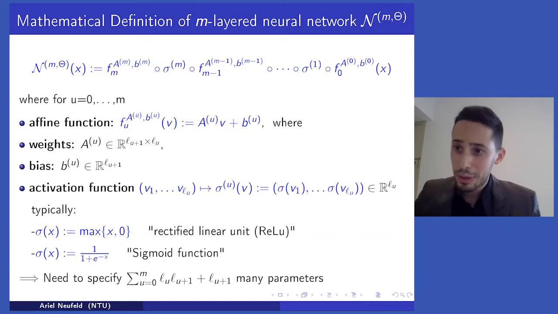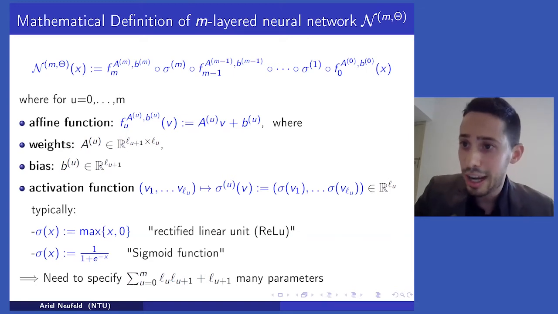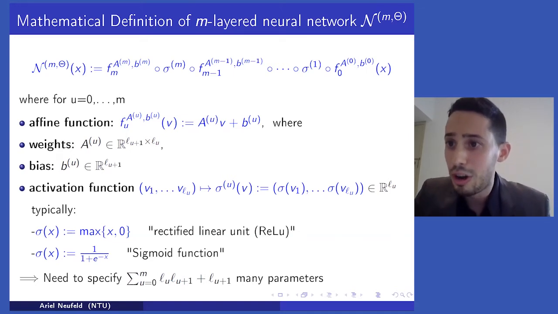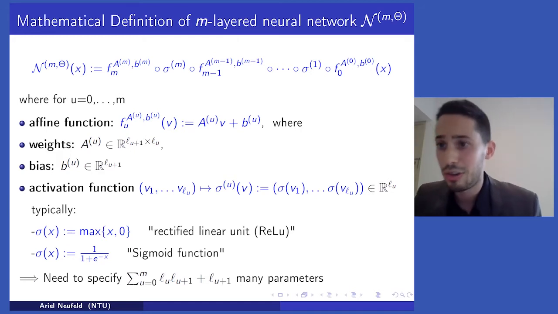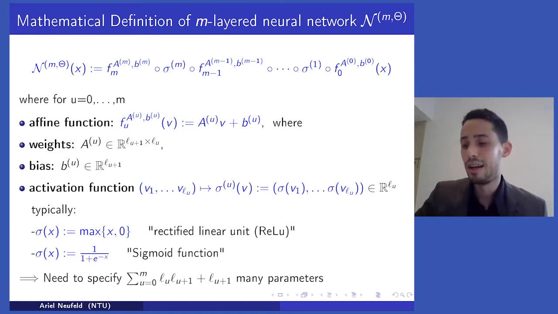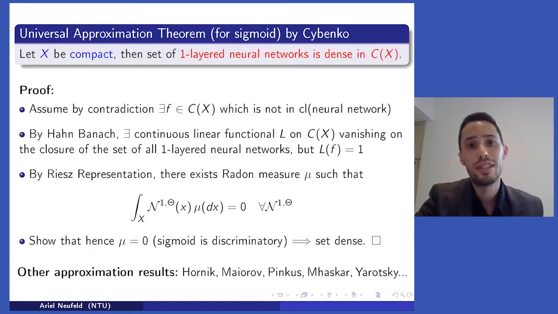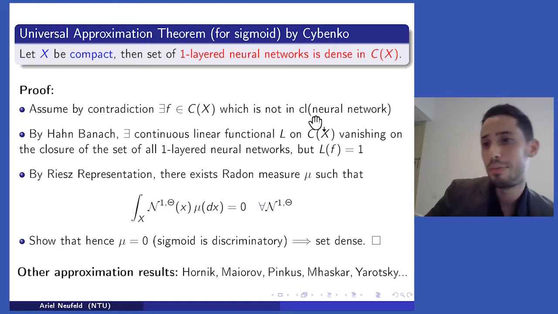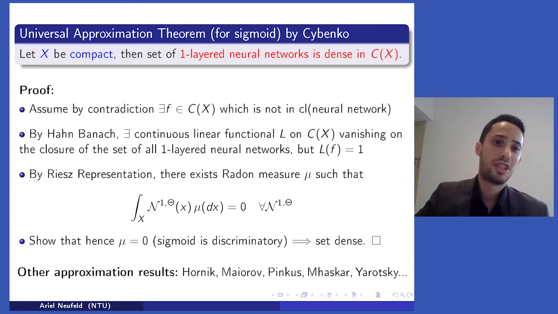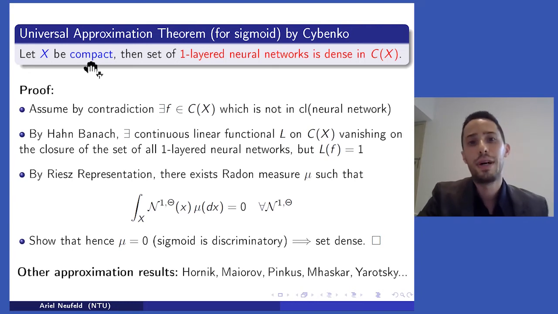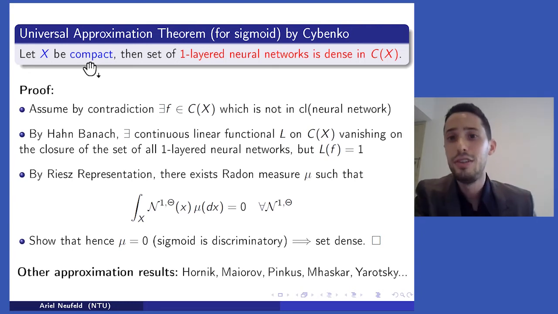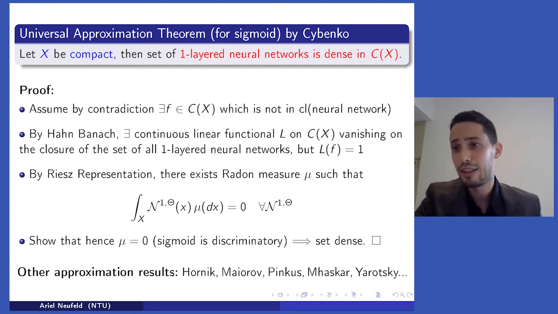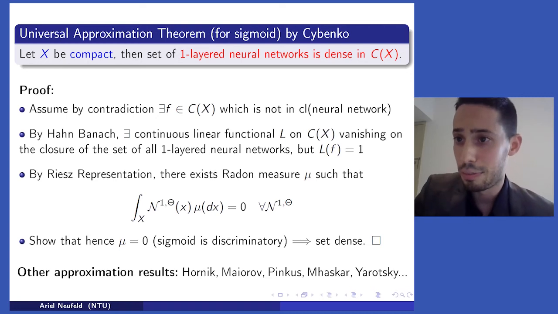So let me present one of the fundamental principles why neural networks are capable of learning tasks such as speech recognition or classification. One of the key properties is what is referred to as the universal approximation theorem. There are several forms, but let me present one, probably one of the first results, which tells you the following. If you start on a compact space, then the set of even one-layered neural networks is dense in the set of continuous functions from X to R, dense with respect to the uniform topology.